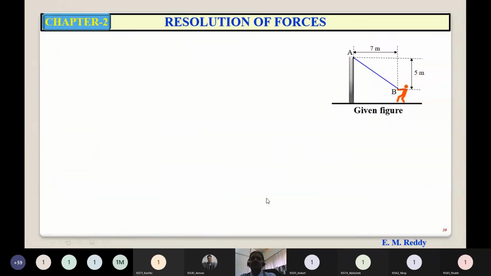So this is the given figure. Let the angle made by the rope AB with the horizontal be theta. Then from the right angle triangle ABC, we have tan theta is equal to opposite side by adjacent side, 5 by 7. That gives you theta is equal to 35.54. Or also using Pythagoras theorem, you can find out the length of AB using 7 and 5. Then using those three dimensions, you can write cos theta and sin theta also.